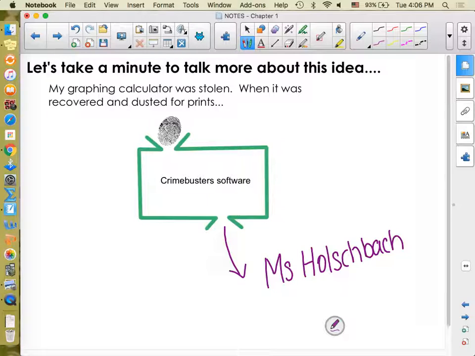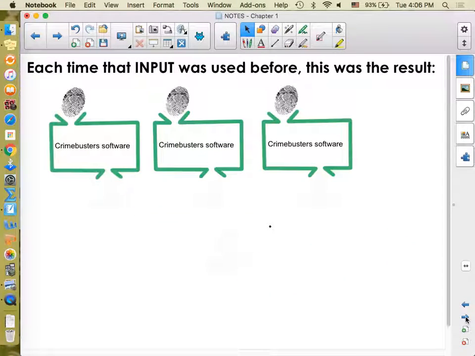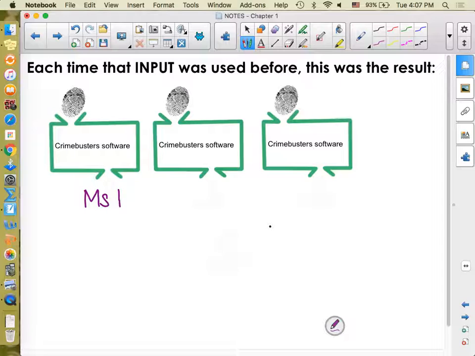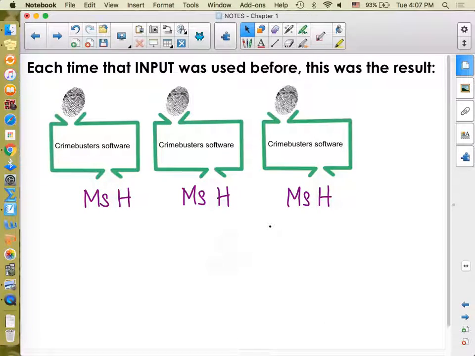Okay, so the input of that particular fingerprint, and the output was Ms. Holzbach. Now, each time that exact same fingerprint was used before, Ms. Holzbach's name came out. And it seemed that this was functioning: an input of one fingerprint, output of Ms. Holzbach every time. So we would say that one input has only one output here.